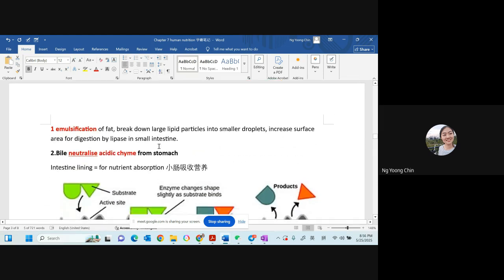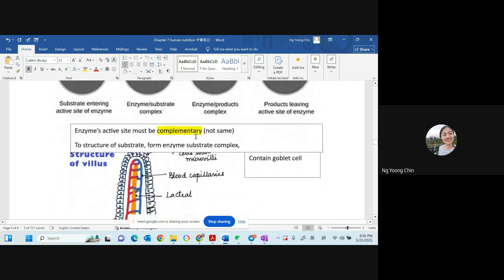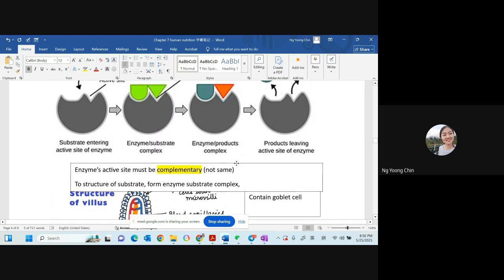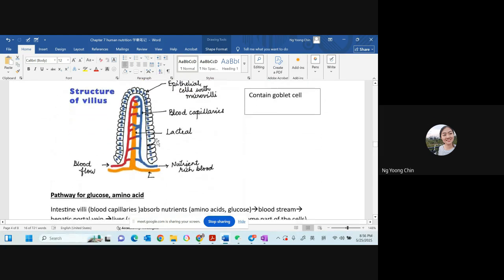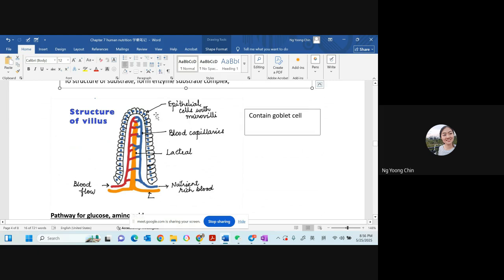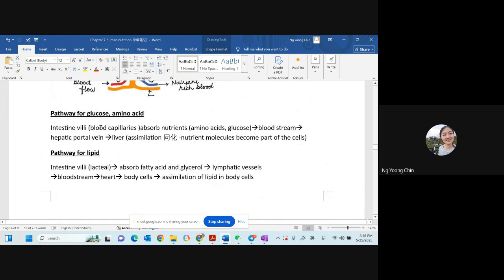Okay, so the two functions of bile you already know, and then the structure of villi. For the structure of villi, you should know the lacteal, blood capillary, and the microvilli. Okay, so this is a pathway. You can have a look.